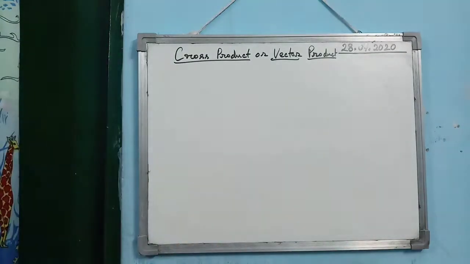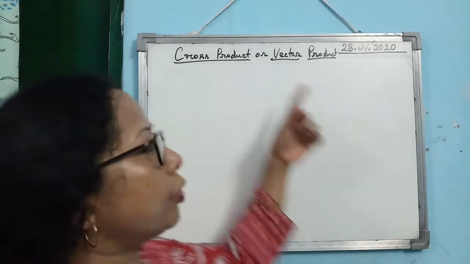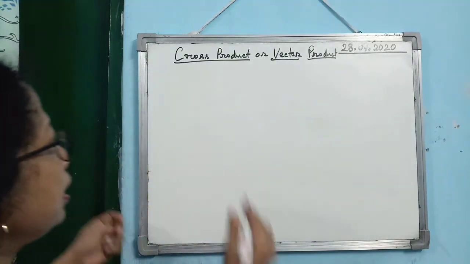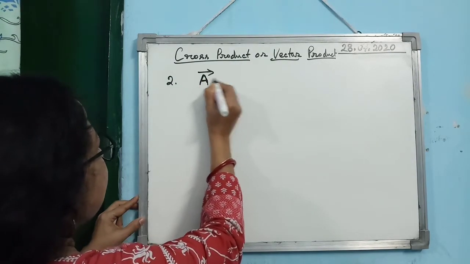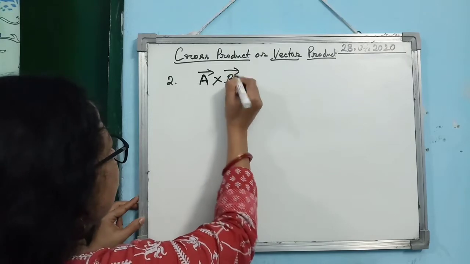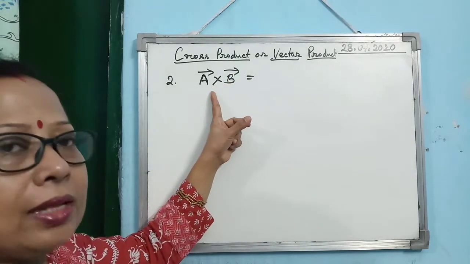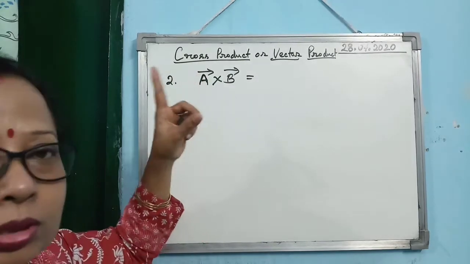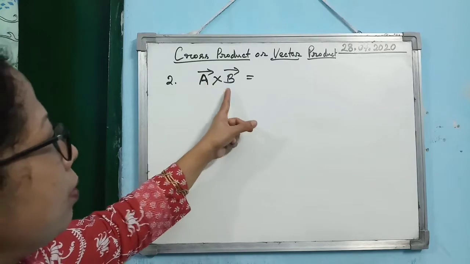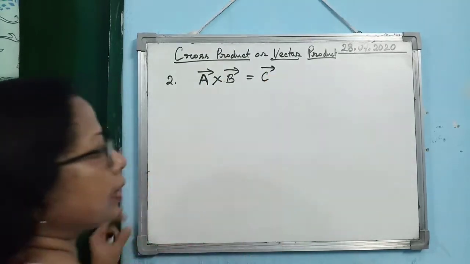Now you see, from the name only you can make out why it is known as cross product or vector product. In this case, when you are multiplying two vectors, A is a vector, B is a vector, and when you are multiplying the vectors, what is the symbol for multiplication you are using? A cross B. And when you are multiplying the two vectors, you are getting another vector quantity.